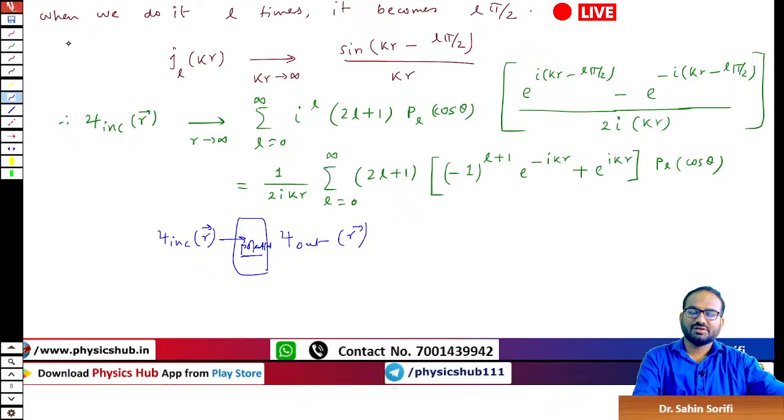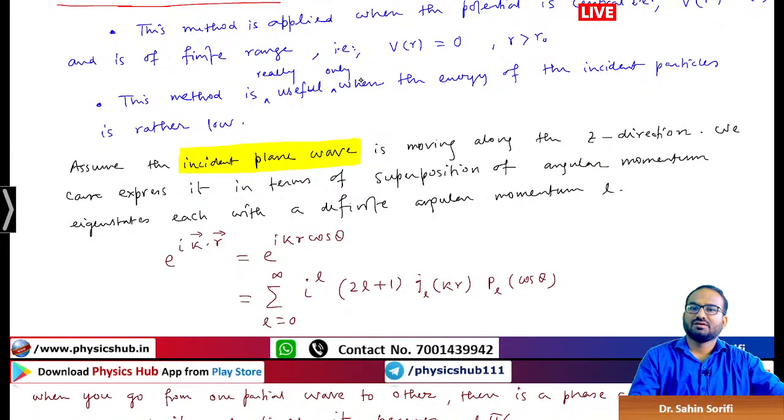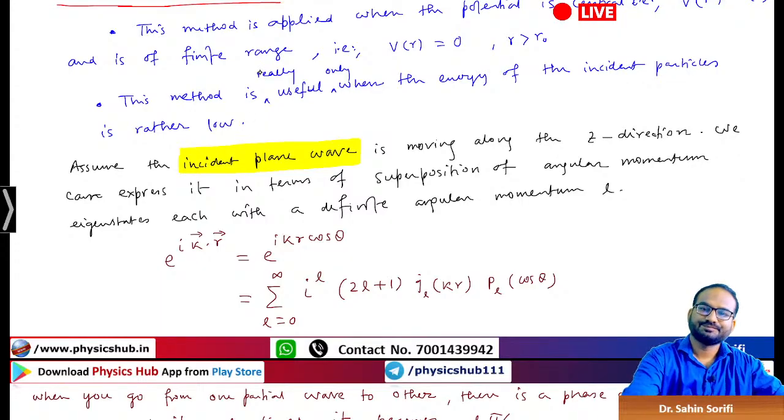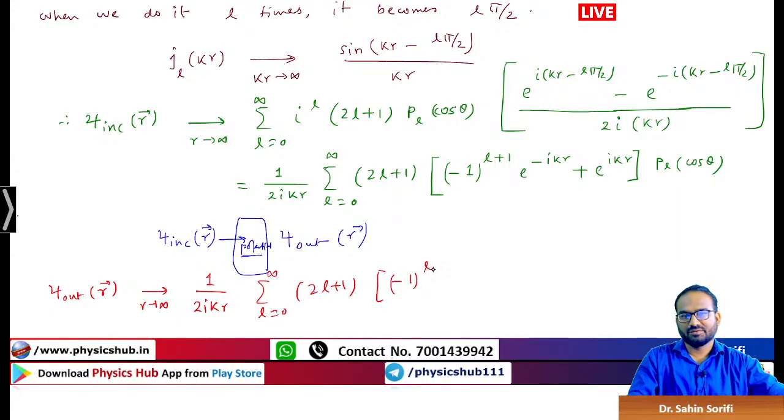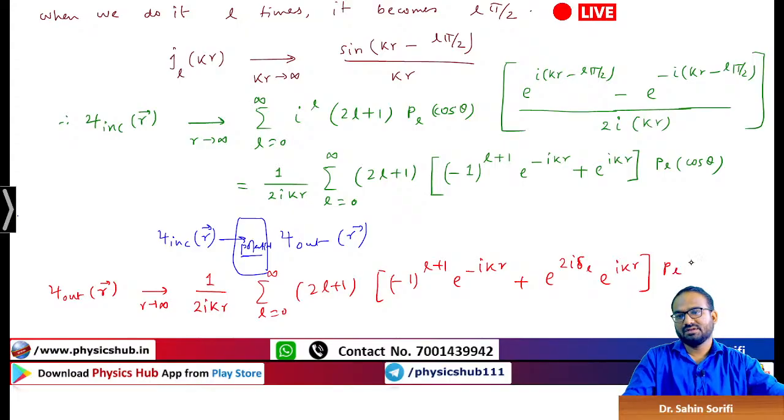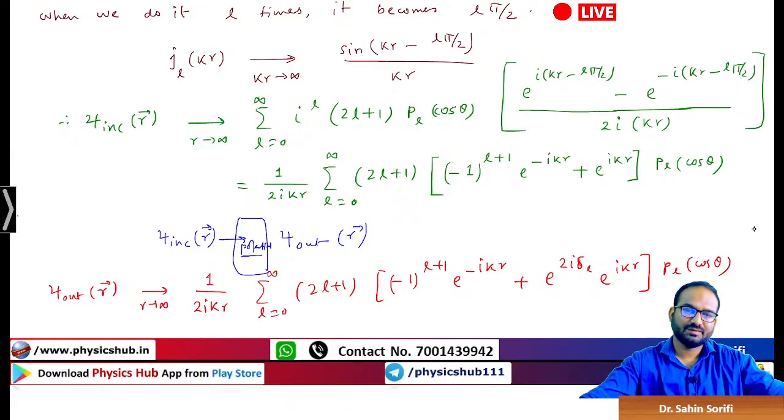So the scattered wave, because you see many factors are there, energy of the incident particle is low. So psi scattered will take this form: psi out of r at r tends to infinity. This will take the form 1 by 2ik r. Look, it will be very similar to the incident wave, only the phase shift will be there. (2L+1) minus 1 to the power L plus 1, e to the power minus i k r plus e to the power 2i delta L. This is important. e to the power 2i delta L, e to the power i k r, times P_L of cos theta.